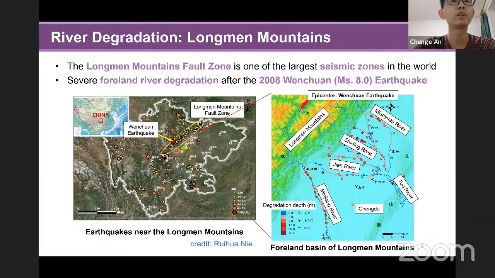Because of these earthquakes, especially after the 2008 Wenchuan earthquake, severe Foreland river degradation has been reported in the Foreland river basins of the Longmen Mountains. The map on the right shows the river degradation in the Foreland basin of the Longmen Mountains, and the color of the dots represents the degradation depth at each local site. It can be seen that a maximum of 30 meters is found in several river reaches.